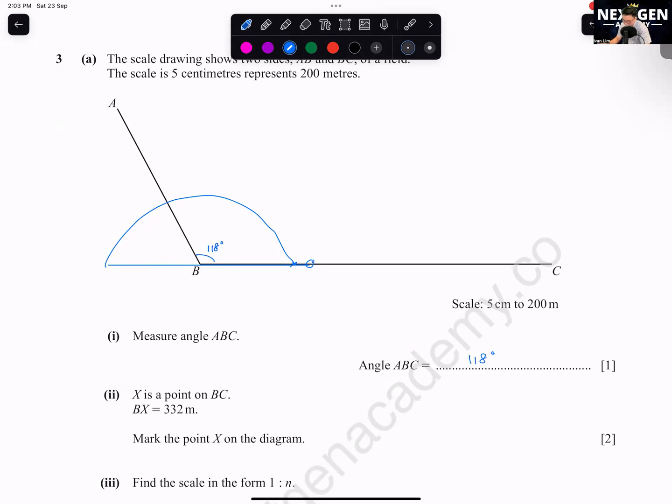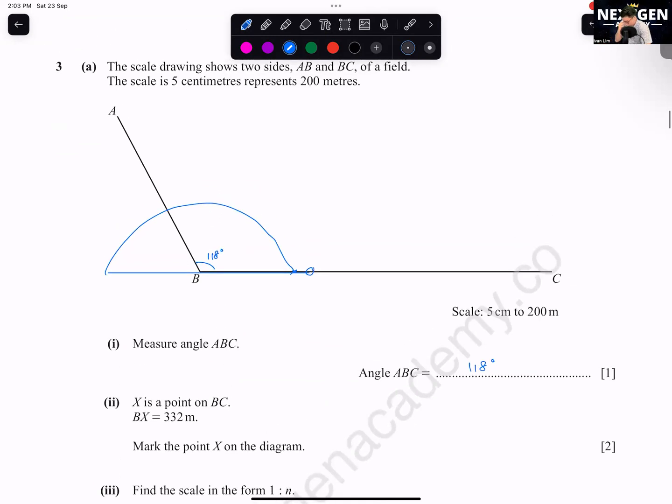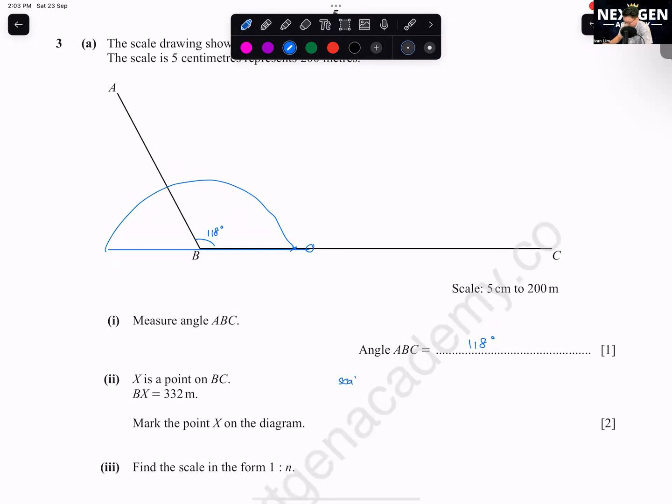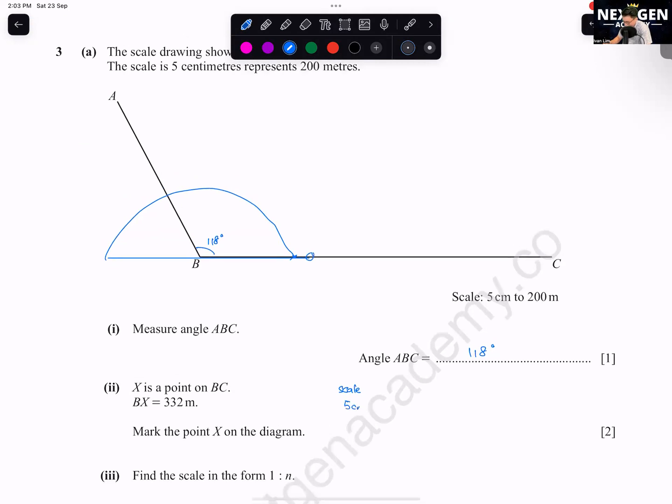Okay, next one. X is a point on BC. BX equals 332 meters. Mark the point X on the diagram. Okay, how do we do this? You first have to calculate according to the scale. Okay, according to this scale, they give us in the question, they say 5 cm is equivalent to 200 meters. Now, we want to find 332 meters is equivalent to how many cm?